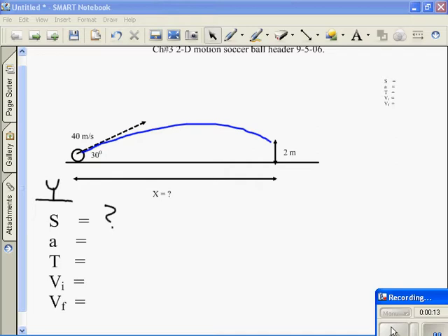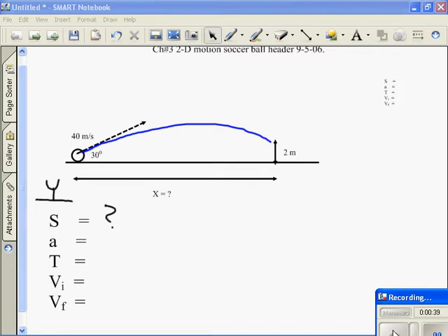I have a soccer ball. It's on the ground. I kick it. It's 40 meters a second. Of course, we ignore air friction as always. It's going to be launched at an angle of 30 degrees from the horizontal. Ball goes up, comes down the field. I would like to know how far away the girl should be in order to head it if she can jump up at, say, 2 meters above the ground.